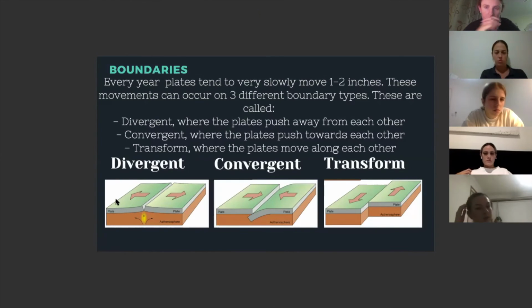So there are 3 different types of movements which we modeled: the divergent, convergent, and transform boundaries is what they refer to them as. Divergent is when the plates push away from each other, which you can see in the diagram there. Convergent is where they push towards each other, and transform is where the plates move along or slide next to each other.